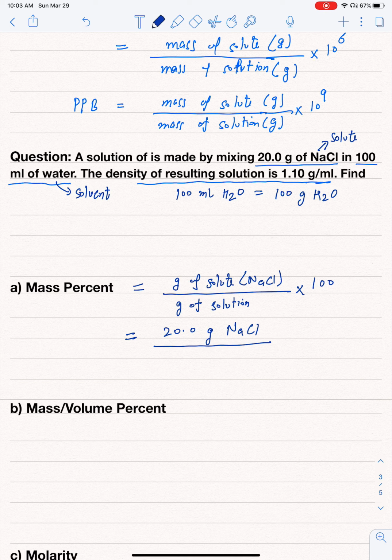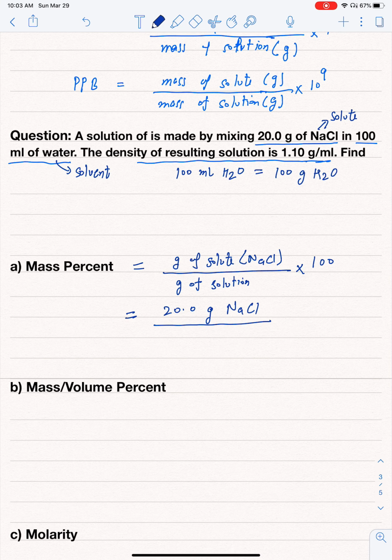And next, do I know the grams of solution? Is that going to be 100 grams? Actually, no, because remember, 100 grams is the water, which is the solvent, and your solution is going to be the sum of your solute and the solvent. This is a very common mistake students make all the time. They would write down 100 here, but it's not actually 100. It's going to be 100 plus 20. It's going to be 120 grams.